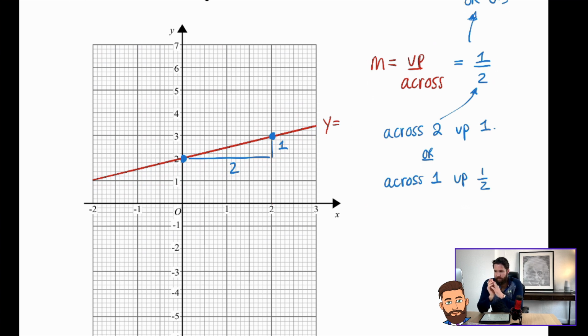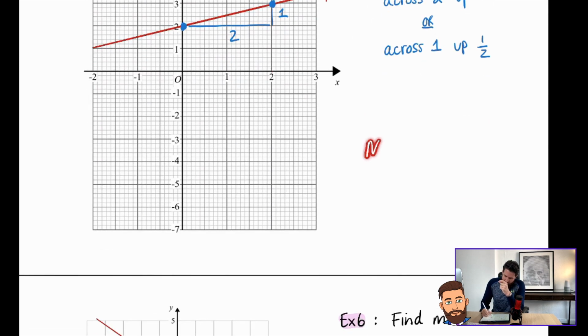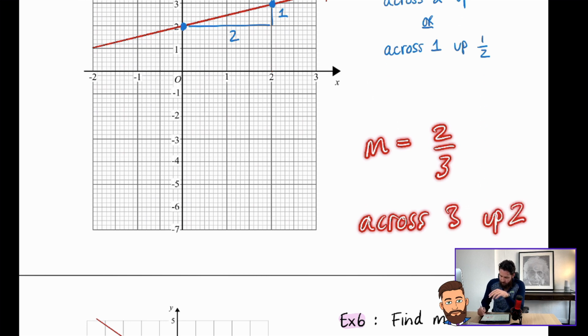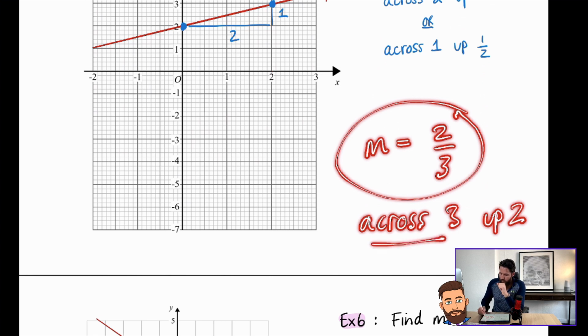Leave them as a fraction. Don't turn them into a decimal. It's much easier to leave it as a fraction. Okay. So if you had m equals 2/3, what does that mean? Well, that means every time you go across, remember across is the denominator, across 3, you go up 2. The gradient of 2/3 would mean across 3, up 2.